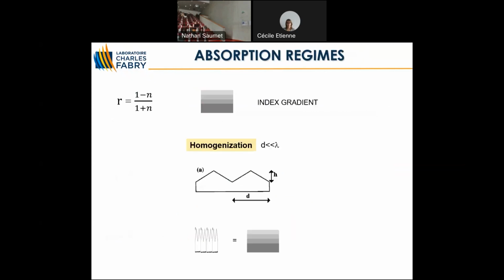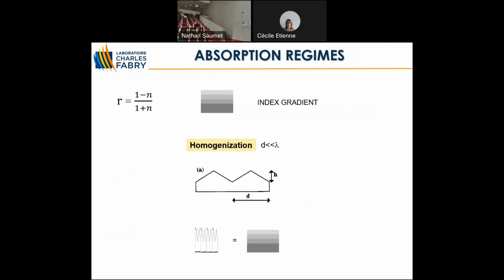In this regime, you see that if you look at the average along a line here, you have mostly vacuum and from time to time a little bit of material. If you make a cut here, you have mostly material and a little bit of vacuum. So if you average, and you need to see how you average, depending on the polarization, you either average epsilon or 1 over epsilon. Then you end up with this picture. So this, in the homogenization regime, so if the period is much smaller than the wavelength, then it's equivalent to that. Now, if you have such an index gradient, then you reduce the reflectivity.